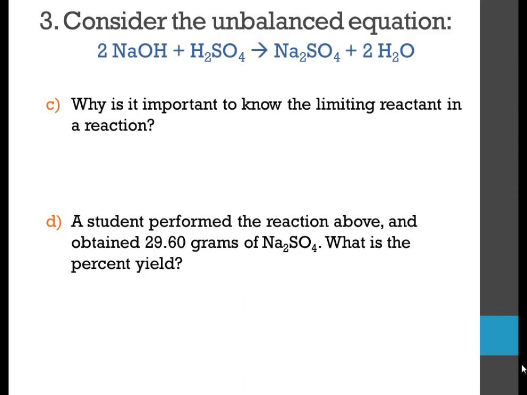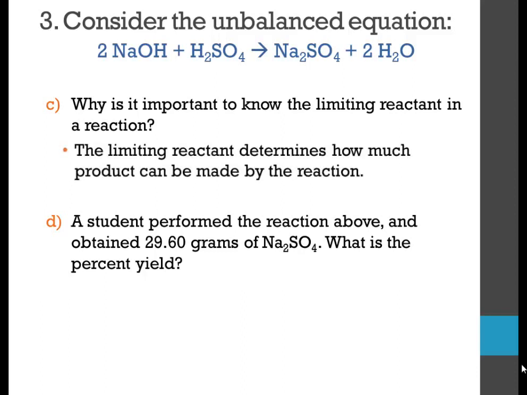Why is it important to know the limiting reactant in a reaction? So the limiting reactant will determine how much product we can make by the reaction. This allows us to do things like find the actual yield, the percent yield, the theoretical yield. It also allows us to carefully choose our amount of reactants and products. Let's say that one of the reactants is very expensive. So I want to make sure that I use it all up. I would make sure that I had enough of my other reactant in order to use up all of that expensive reactant so I don't waste any.